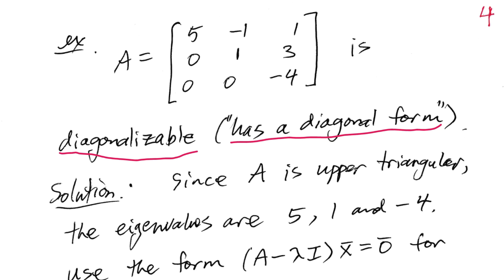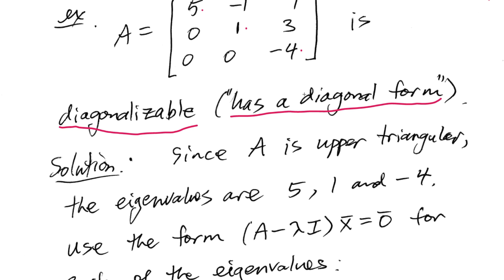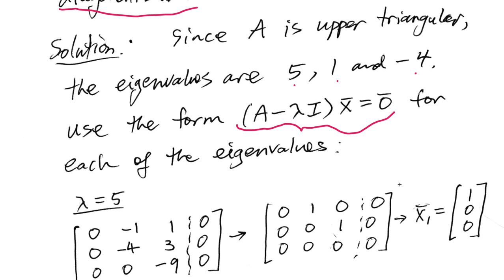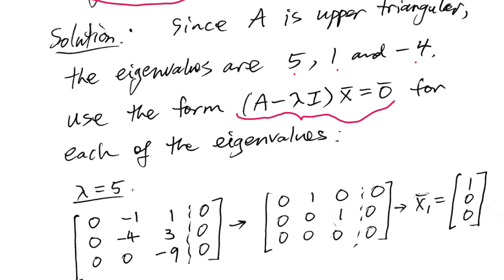You remember on an upper triangular matrix, it's easy to find the eigenvalues. They're just the values down the main diagonal, right? So the eigenvalues are 5, 1, and negative 4. Now in my formulation, I actually use this form, which is what I'm more used to. I'm going to solve A minus lambda I times x bar equals 0 bar, right? I'm looking for the eigenvectors corresponding to these particular eigenvalues up here. Also remember, any non-zero scalar multiple of an eigenvector is an eigenvector. Okay, let's start with lambda equals 5.